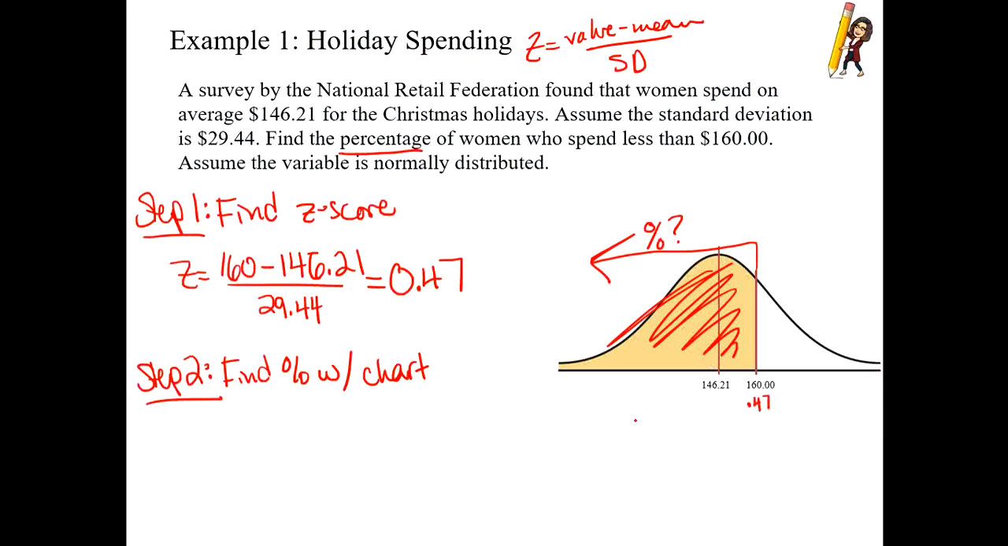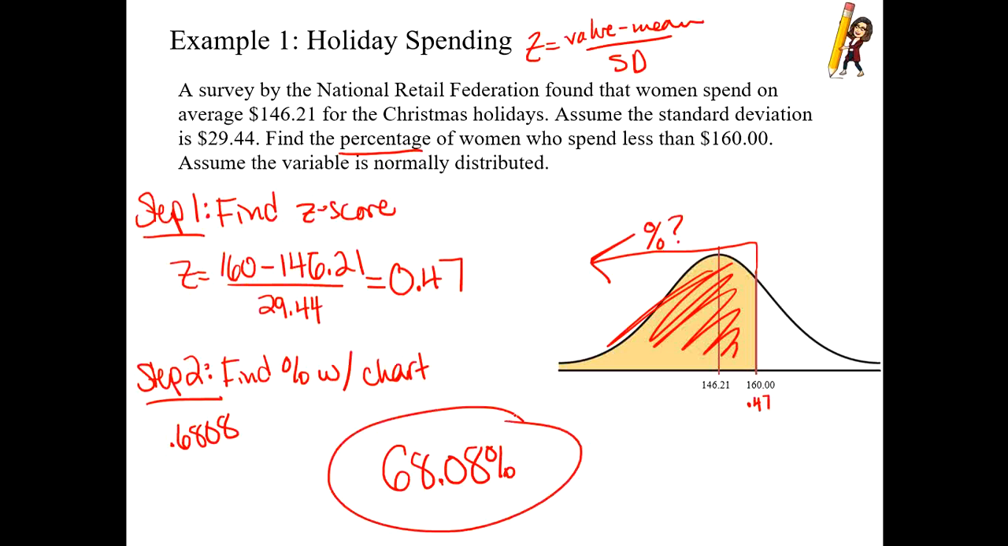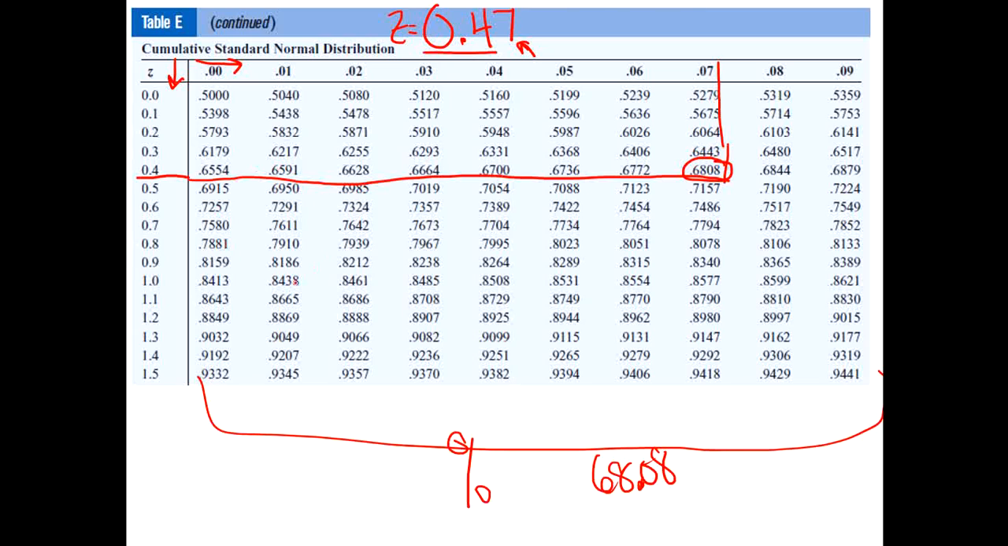Sorry, I got to go back. So we found the percent on the chart, or the decimal, which was 0.6808, which means that our final answer is 68.08%. Okay, so actually on the bottom of your z-score chart, it'll show a little bell curve, and it'll show that it's shaded on the left.